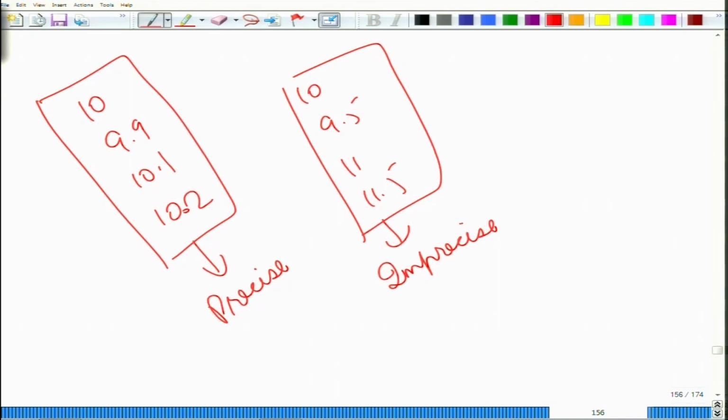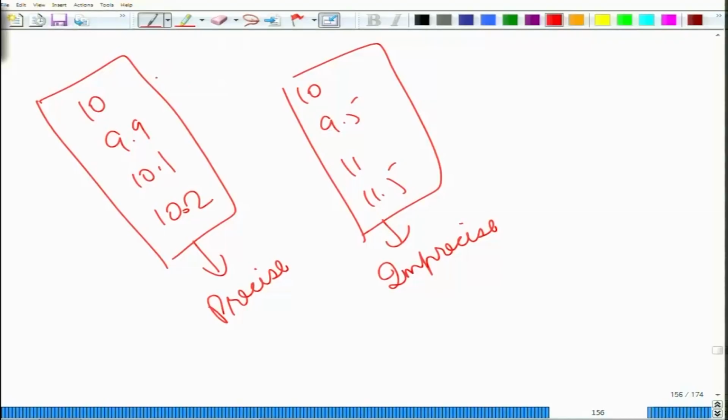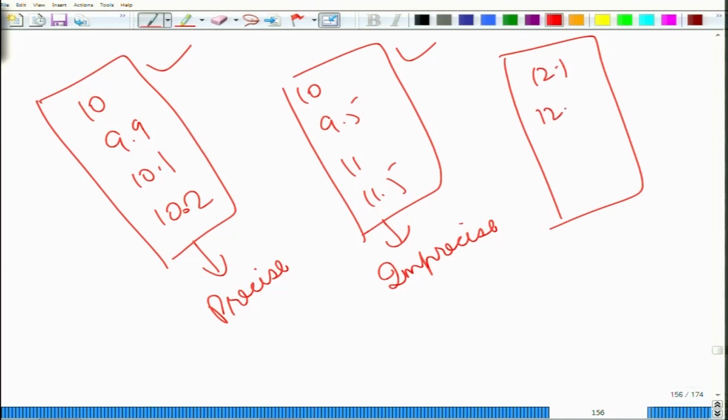Now, the second thing is, what is the accuracy? Suppose it turns out that the length of this pen is say 12 centimeters. There is one person who is measuring it as this value, the second one who is measuring it like this, and then there is a third one who is measuring it like 12.1, 12.2, 11.9, 11.8. So, in this case these values are precise and these values are also accurate. So, accurate is how close is your measurement to the actual value.